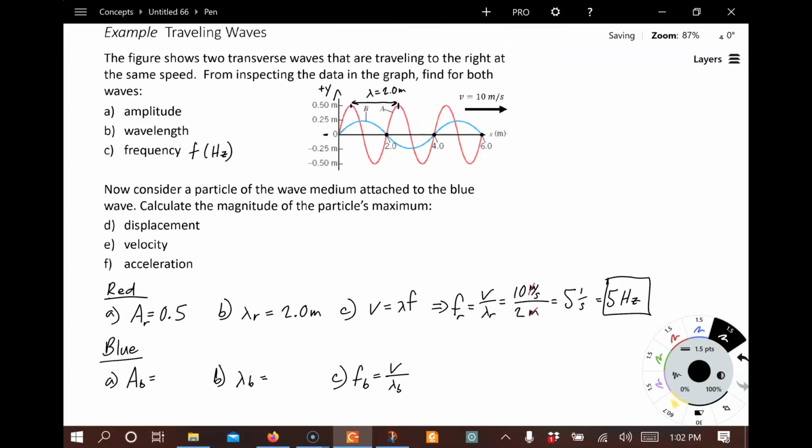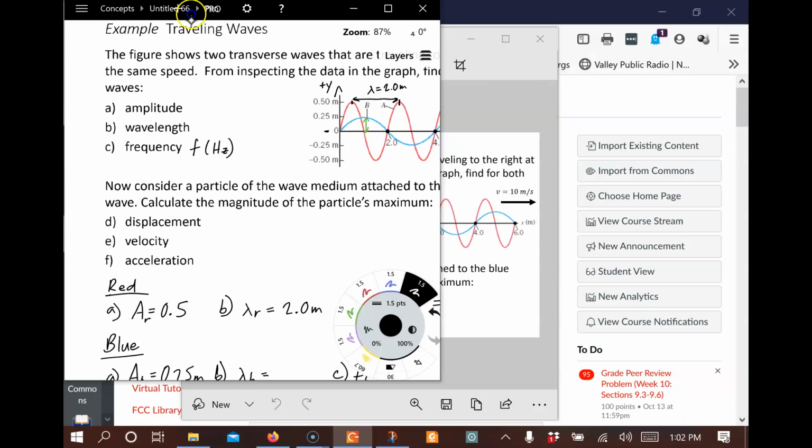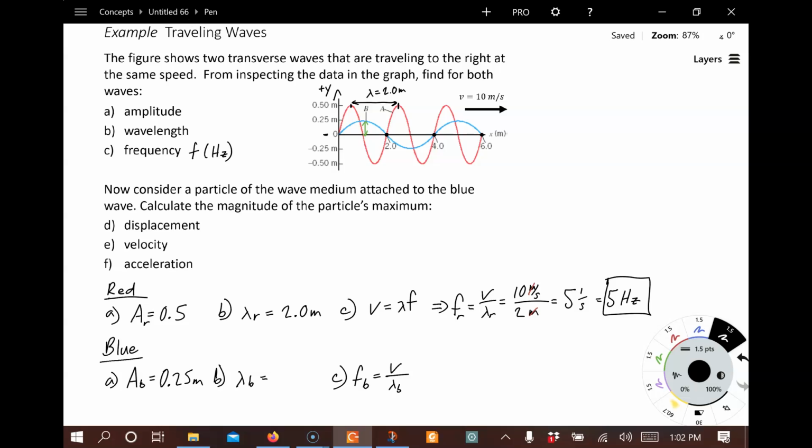So for the blue one, again, let's take a look at it. We have an amplitude here, 0.25 meters. We have a wavelength, peak to peak, or you can go trough to trough, doesn't matter. Oops, that's not the blue one.